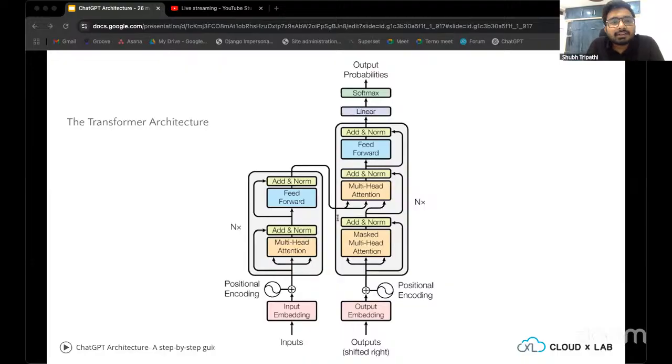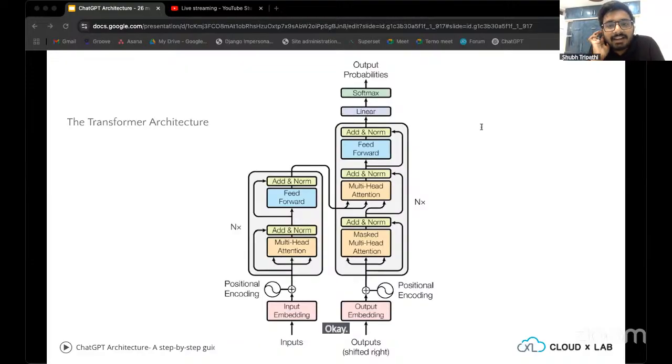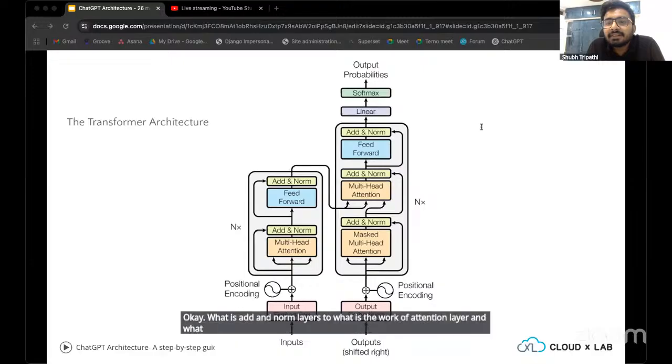Okay, it's good that you guys are understanding everything, but that just puts me in doubt that you are actually understanding everything. Okay, what are the add and norm layers? What is the work of the attention layer, and what is the difference between multi-head and masked multi-head? Okay, Prince, I'll explain this again.